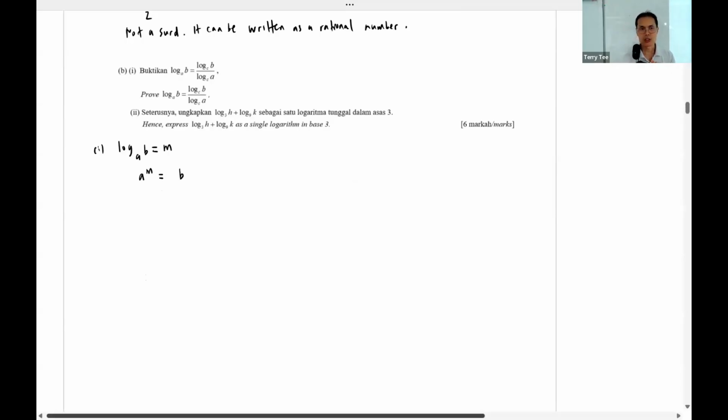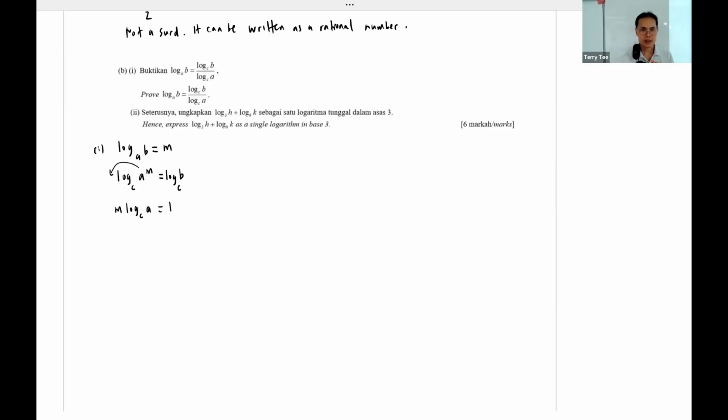Then I'm going to introduce log on both sides. Let us introduce log base c on the left, log base c on the right. Then I bring the power m in front. So your m log base c of a is log base c of b. What is m? Log base c of b divided by log base c of a.